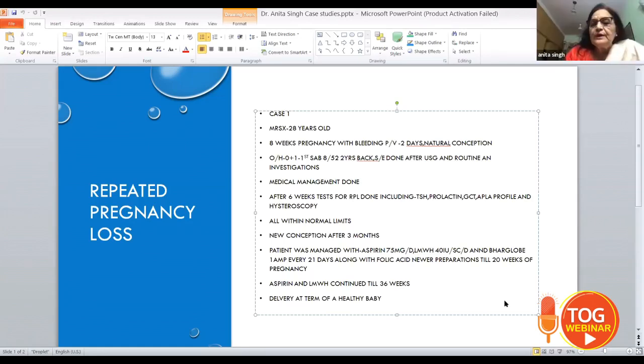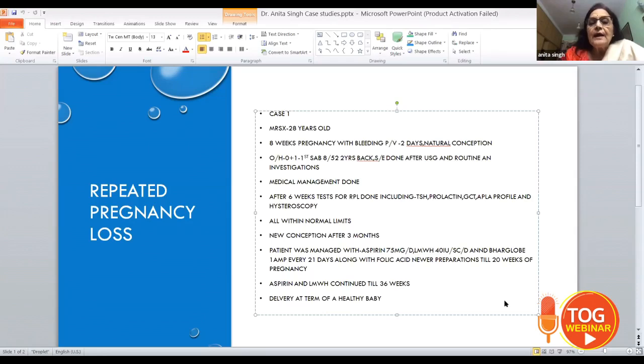Okay, she came to me in her second pregnancy. First, she had already lost a pregnancy at 8 weeks, for which evacuation had been done somewhere else. When she came to me, she had a 6 weeks pregnancy and was having slight spotting. The ultrasound showed that it was a missed abortion. I managed her medically at that time.